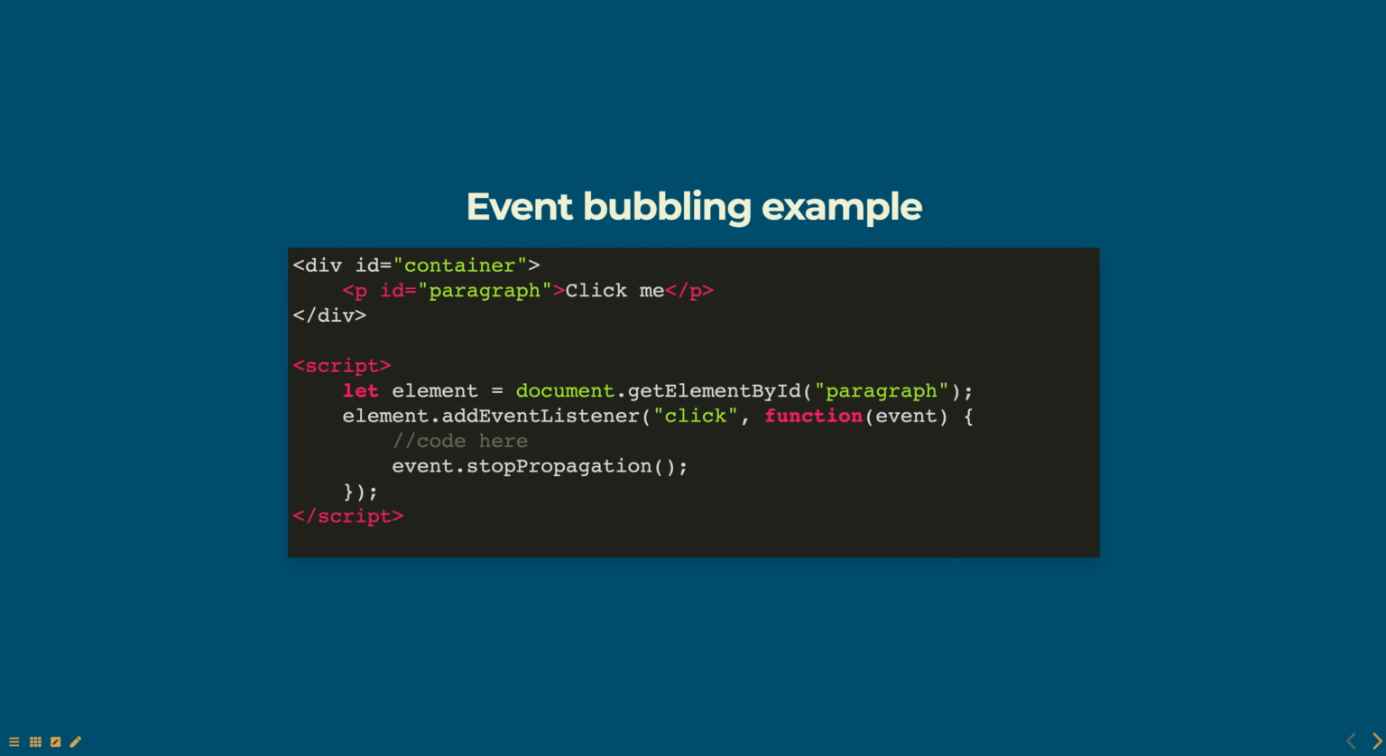If you attach a click event to the paragraph element with the ID paragraph and another click event to the div element with the ID container, when you click on paragraph element, both events will be triggered. First, the one attached to the paragraph element, then the one attached to the div element.